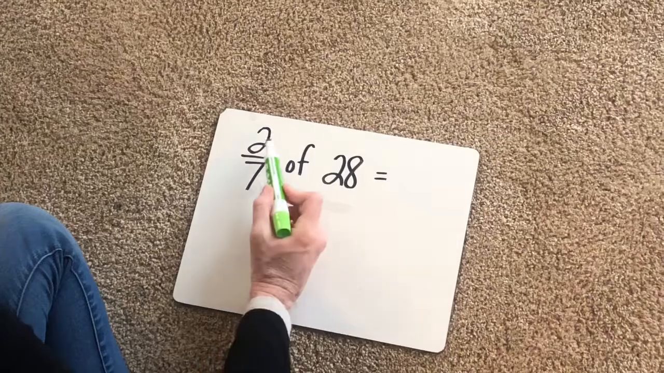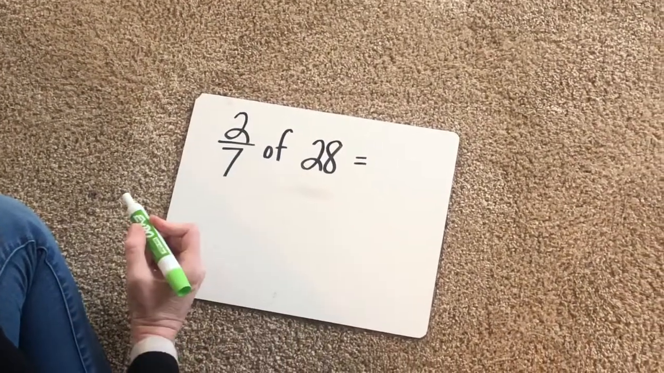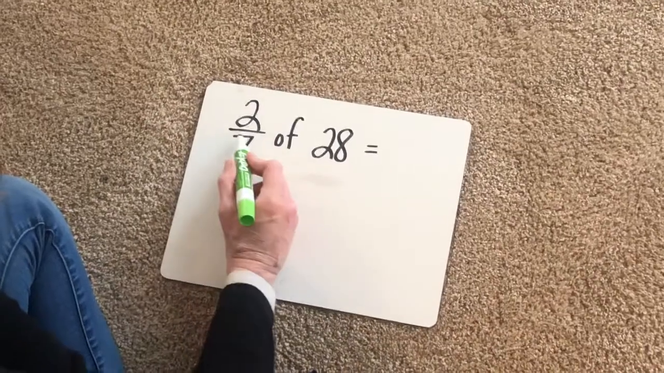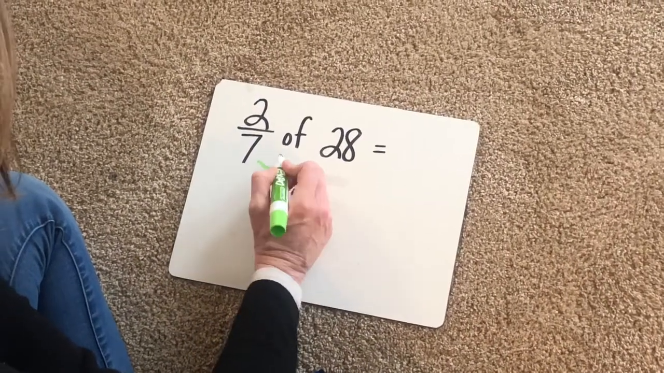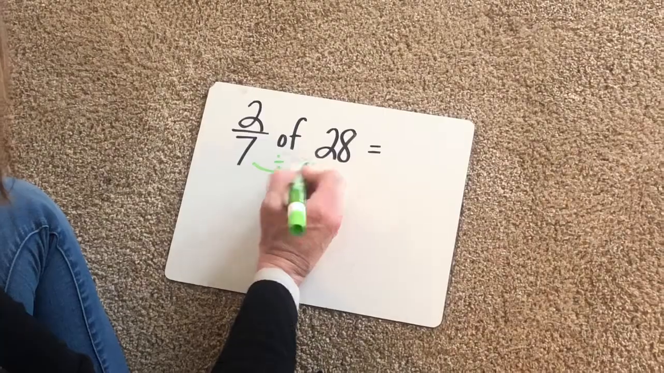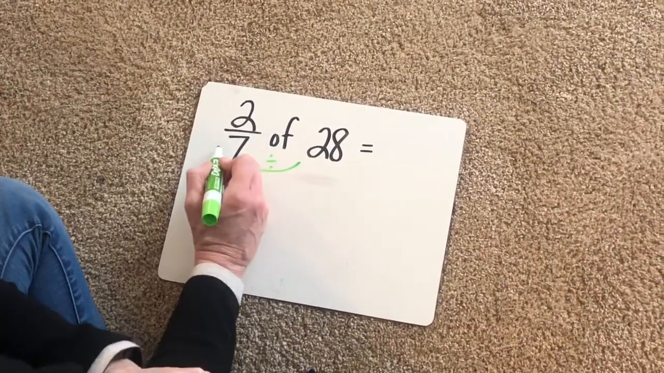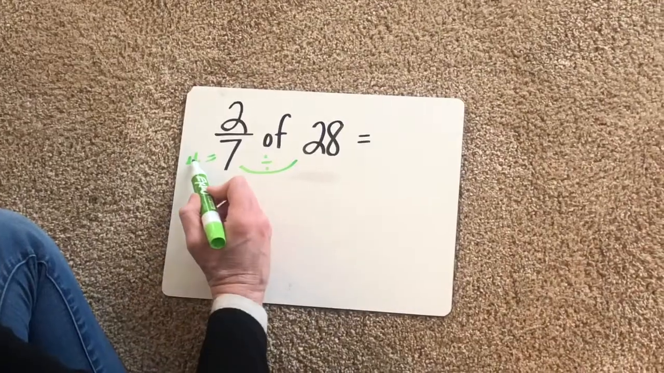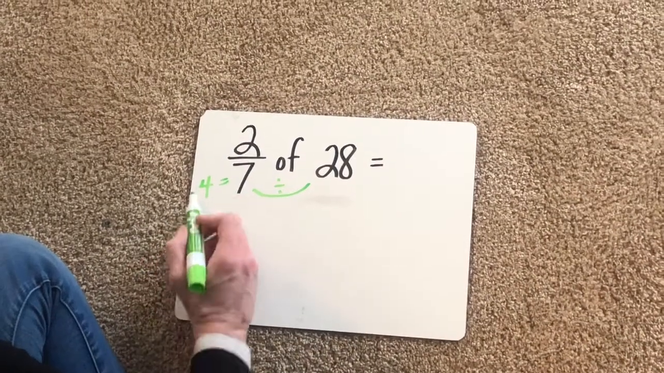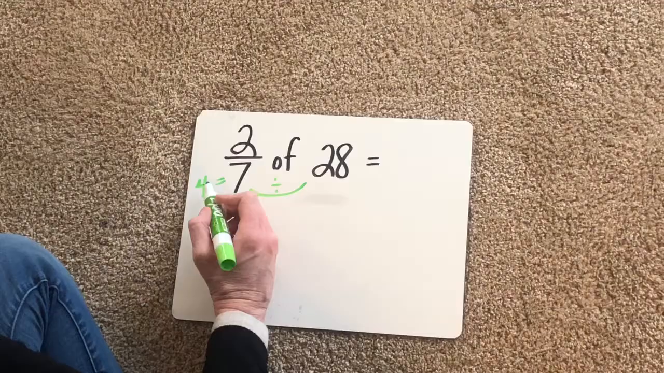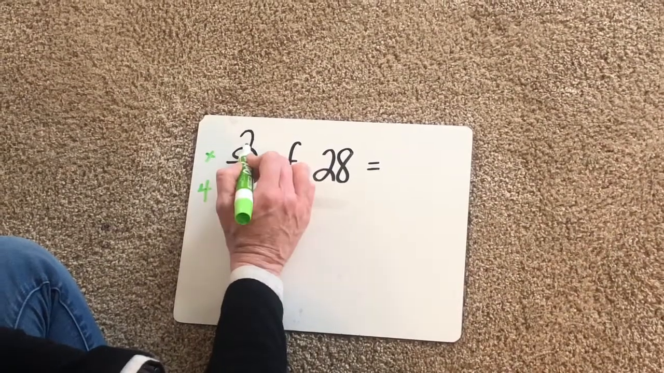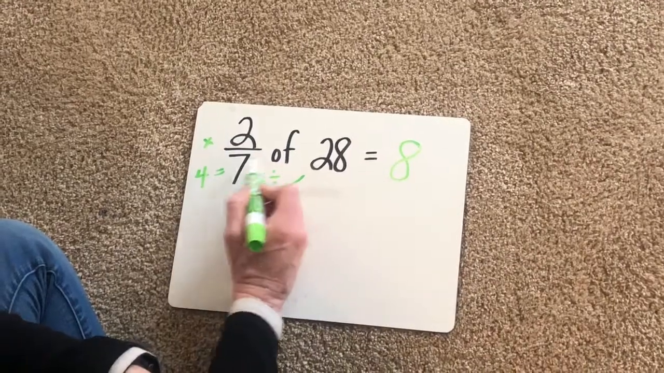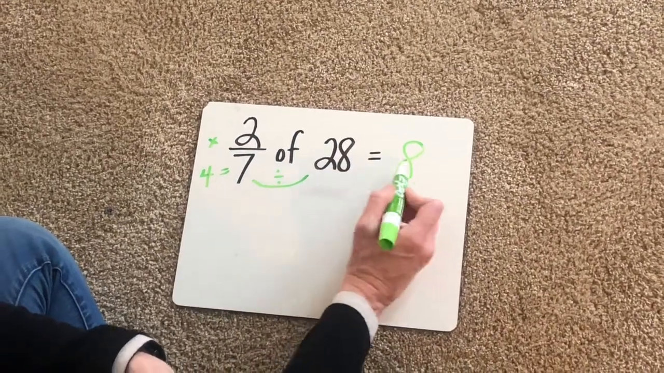Next one we are going to do is 2/7 of 28. So again, I have 28 objects altogether. I'm going to divide them up into 7 groups, which means 28 divided by 7, that means there would be 4 objects in each group. If I'm going to count 2 of those groups, that would be 4 and another 4. So 4 times 2 would be 8. So 2/7 of 28 equals 8.